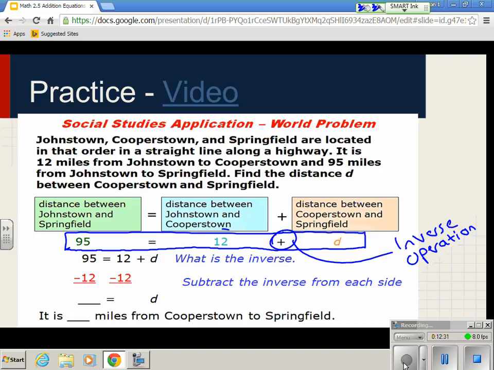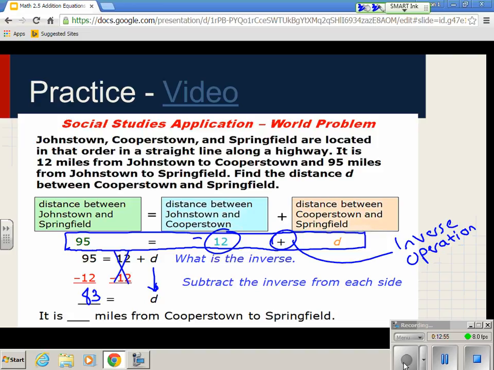So we subtract the number we do have, which is 12, and we do that to both sides. So we do 12 minus 12, which cancels out, and all we've got left is d. So bring down d. And then we have 95 minus 12. Well, 5 minus 2 is 3. 9 minus 1 is 8. So that gives us the answer of 83.